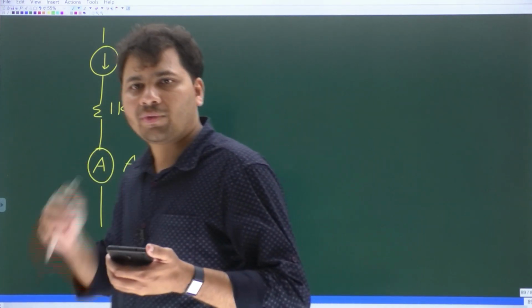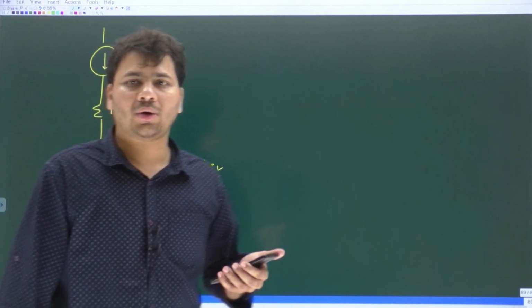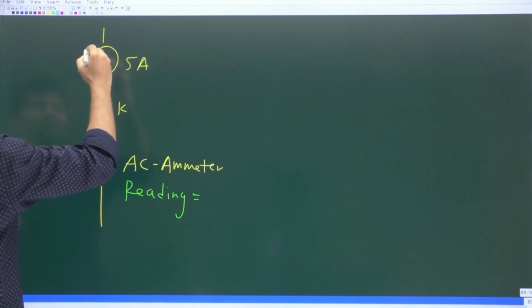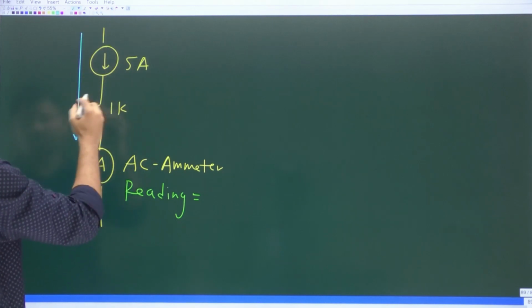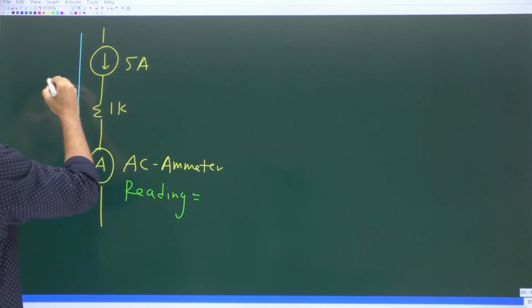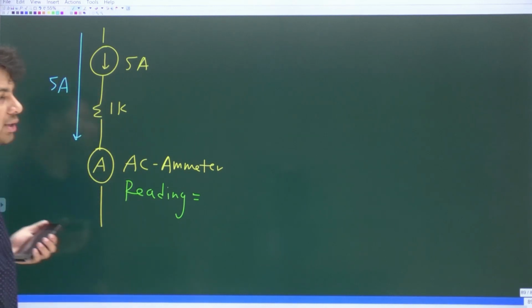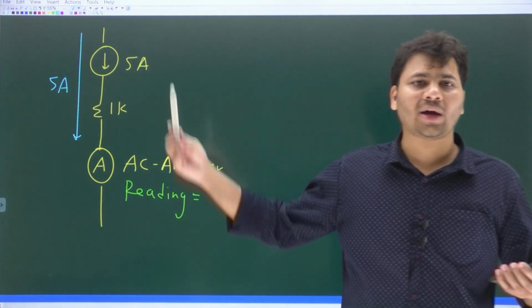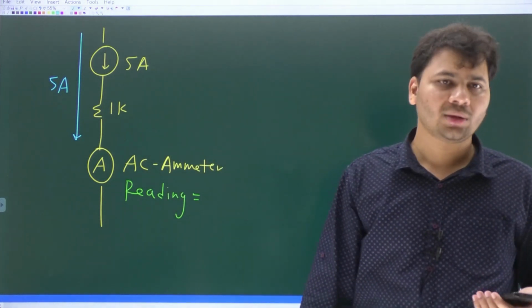What is the RMS value of any DC current? Okay, first of all, how much current will flow in this branch? Because this branch contains a current source of value 5 amps, the current flowing in this branch is also 5 amperes. Now the question is, what is the RMS value of this 5 ampere current?